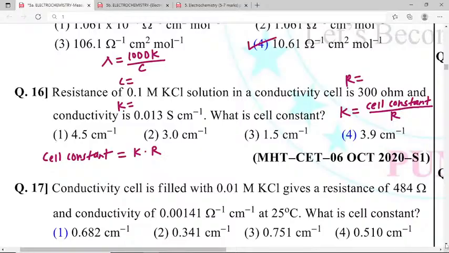So what is the value for K? 0.01 Siemens per centimeter. So this is the K value, 0.013 multiplied by 300. So what is the number here? So this is the 1.3 multiplied by 3. So 3.9 is your answer.